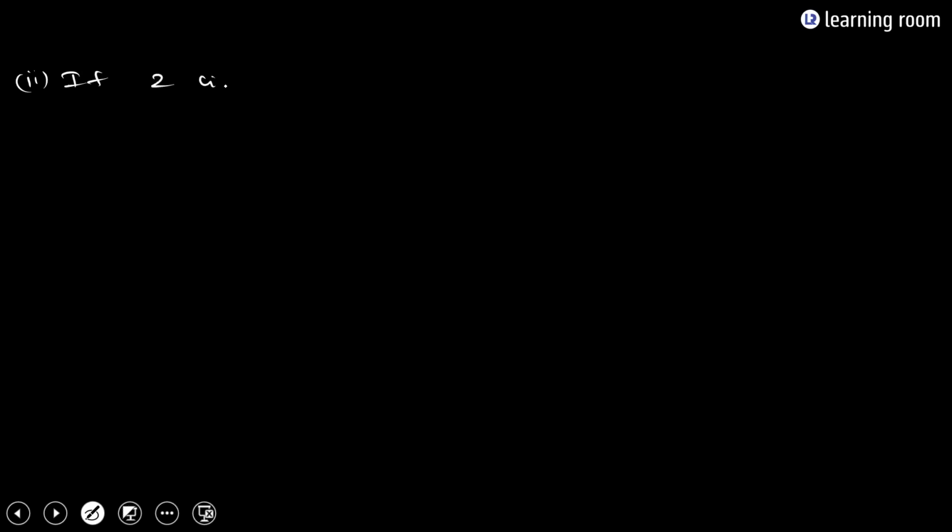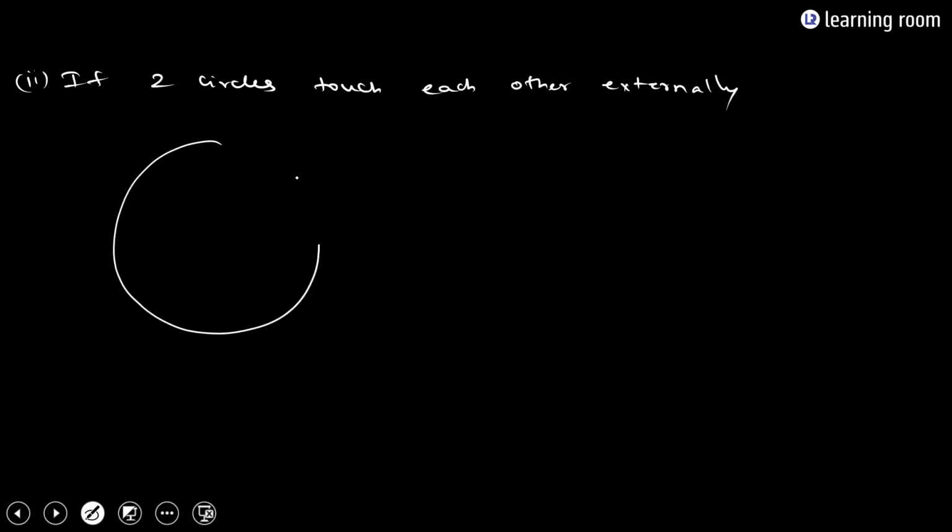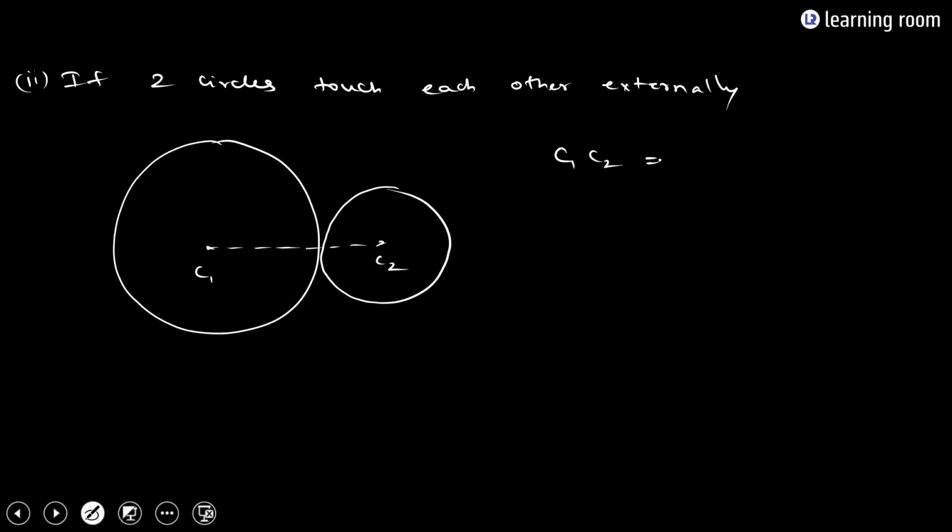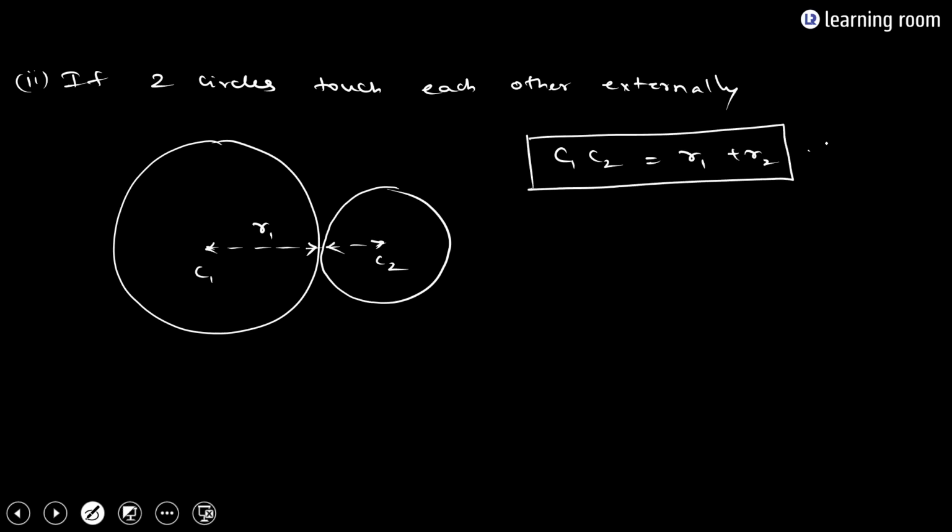Okay. If two circles touch each other externally, so if one circle is like this and the other circle is like this, and they are touching each other externally, and you have two centers C1 and C2, then the distance C1C2 will be equal to how much? R1 plus R2, accepted? Right?